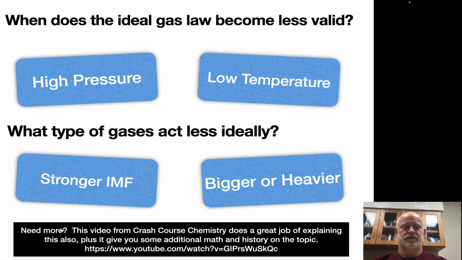All right, so need some more information? There's a great Crash Course Chemistry video that explains this. It's a lot longer than my video, but they actually go into the math behind it. So if you're interested in what kind of correction factors you would have to put in, they walk through what those correction factors would be, and you'll see how complex the math gets. You might be interested in it, especially if you're a mathematical kind of person. They also give a little history behind it, in terms of how we figured it out and where it all came from. So if that interests you, go check it out.